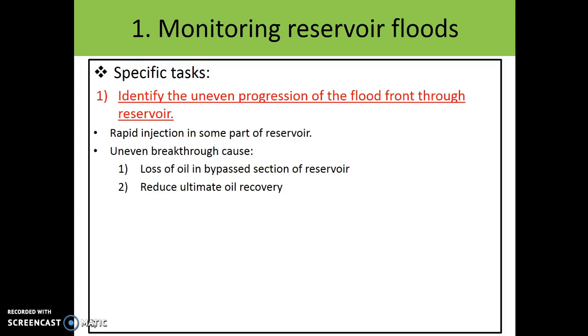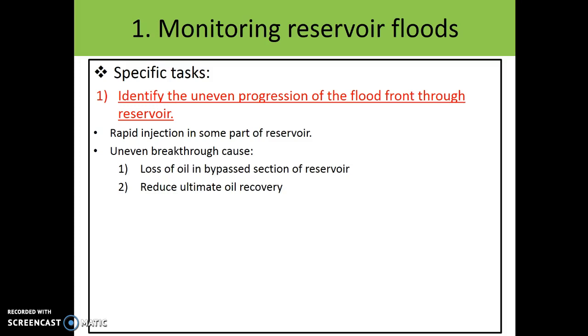Alright, for the specific tasks, to monitor the reservoir flood we have two tasks for you. First is identifying the uneven progression of the flood front through the reservoir. How does this uneven progression occur? Simple, because there will be different injection momentum of injectant at certain parts of the reservoir, and some parts of the reservoir may have rapid injection, which may lead to uneven breakthrough, causing the loss of oil in bypassed sections of the reservoir and reducing ultimate oil recovery.